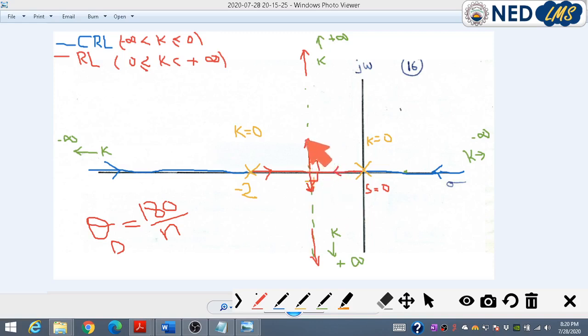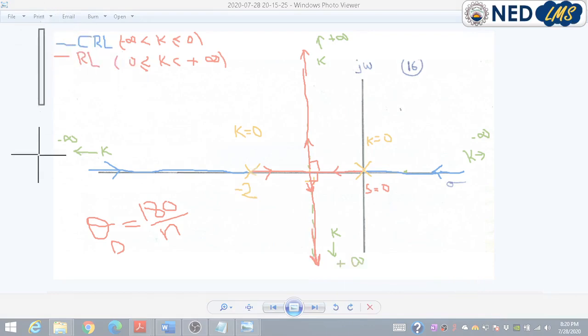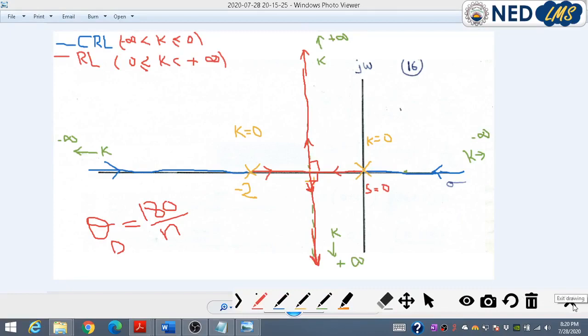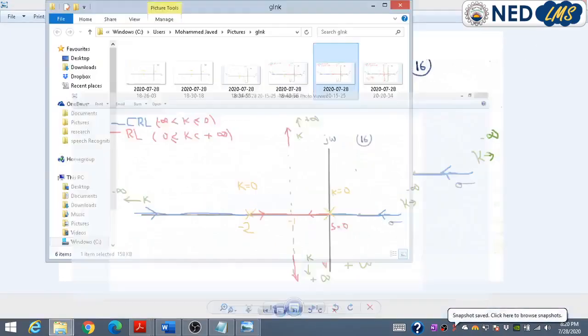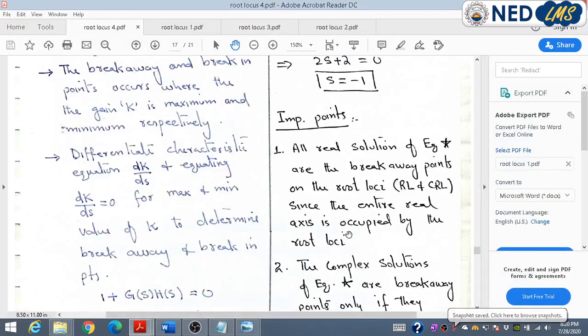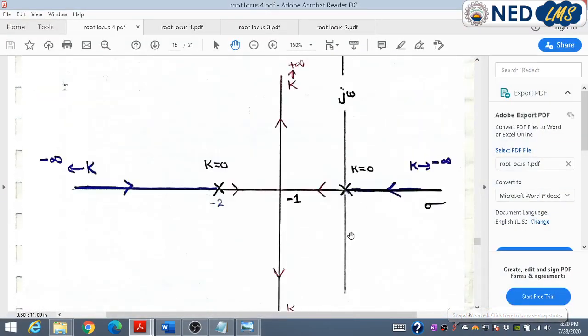So this branch after departure will go to its positive infinity here, and this branch will go to its respective positive infinity here. In this way we are able to sketch the root locus. I am saving it again here for any further use in the future. Look here, this is the root locus plot.